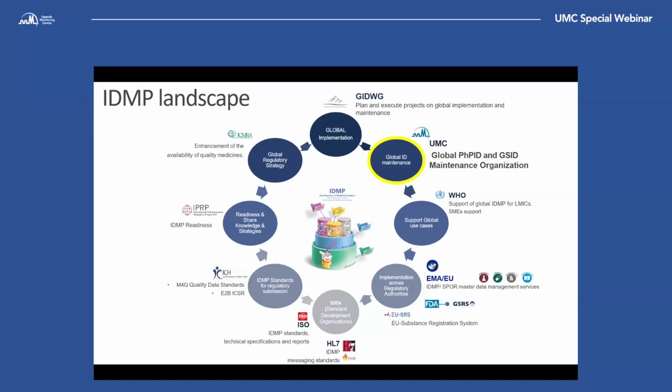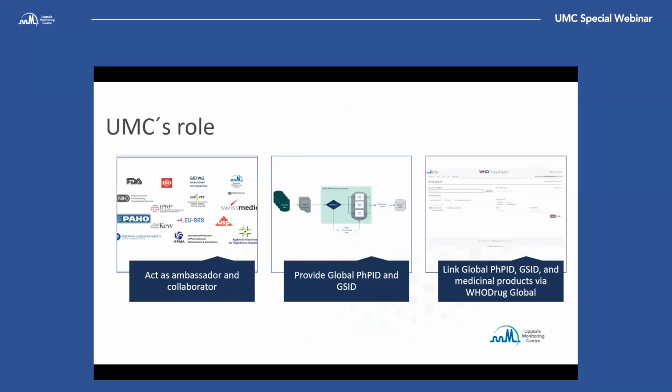We also have ISH, RPRP, ICMA, for instance, doing other pieces of the puzzle, but we won't go into those too much today. So what is UMC's role? Well, in all these groups where we're present, we try to work as an ambassador and collaborator and really bring these perspectives together, because some parts of our organization will use the PhPID, for instance, the signal detection, but a lot of us working with it on a day-to-day basis are dependent on good feedback from you on how you best like to work with it.